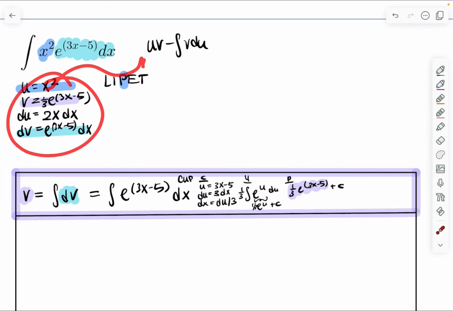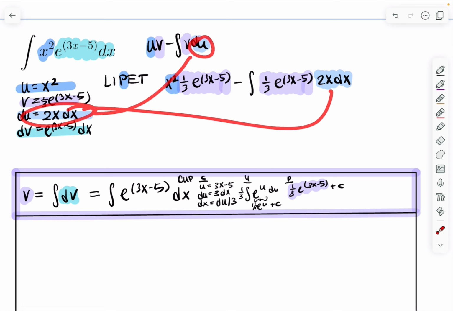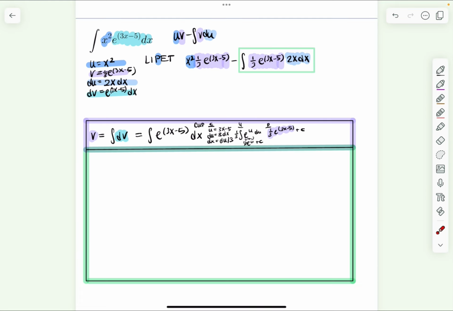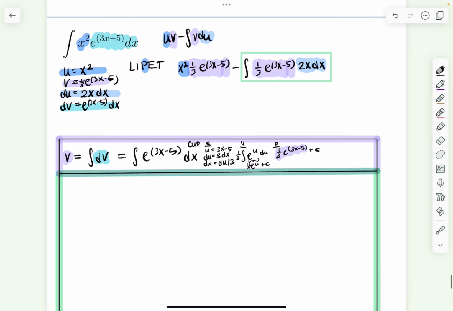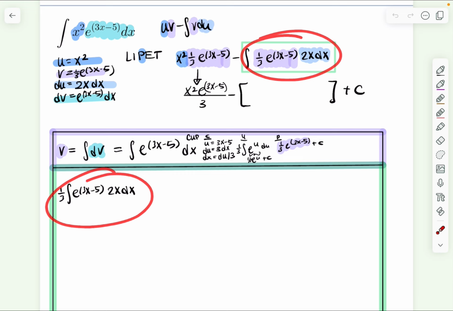Now we have everything we need to plug into the formula. So we have u, which is x squared. We have v, which is this, then minus the integral of v, and then du is this, so we plug it right in here. Now this is the second integral that we have to do, so we're going to take that integral and solve it in this box. But before we do that, I like to drop everything down, so this here becomes x squared e to the 3x minus 5 divided by 3 minus, and then whatever I get for that integral plus c, because it's an indefinite integral. Now we're ready to solve this integral over here.